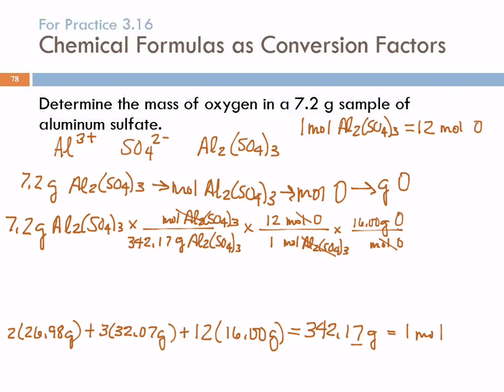Now I just go across, left to right, multiply and divide. 7.2 divided by 342.17 times 12 times 16. 2 sig figs on this answer, 4.0 grams of oxygen. Any questions?